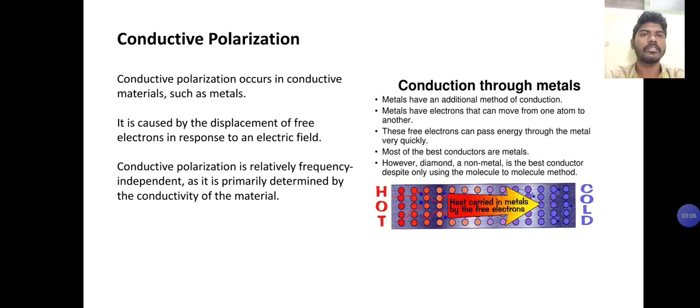Conductive polarization. Conductive polarization occurs in conductive materials such as metals. It is caused by the displacement of free electrons in response to an electric field. Conductive polarization is relatively frequency independent as it is primarily determined by the conductivity of the material.